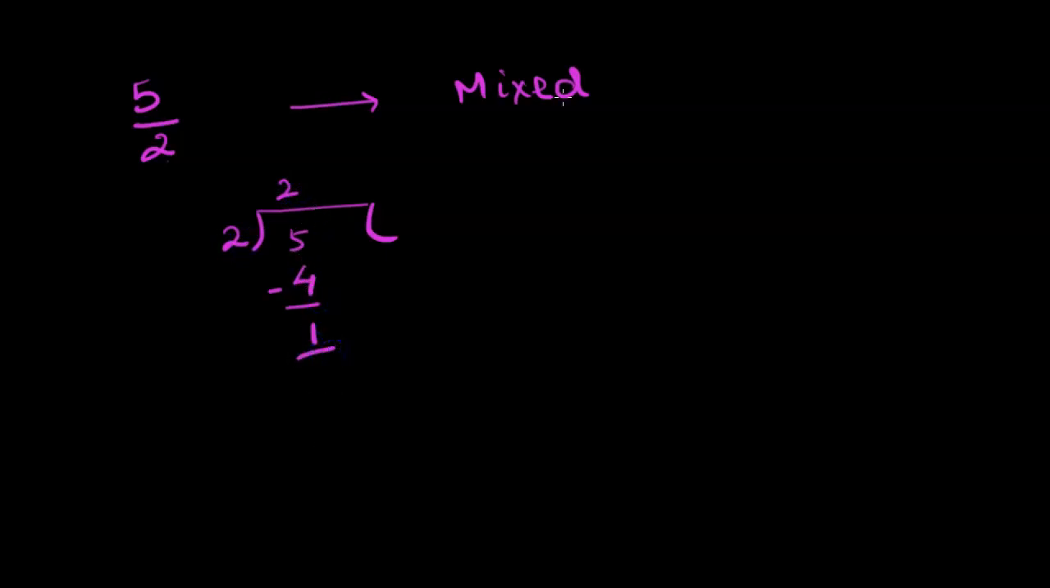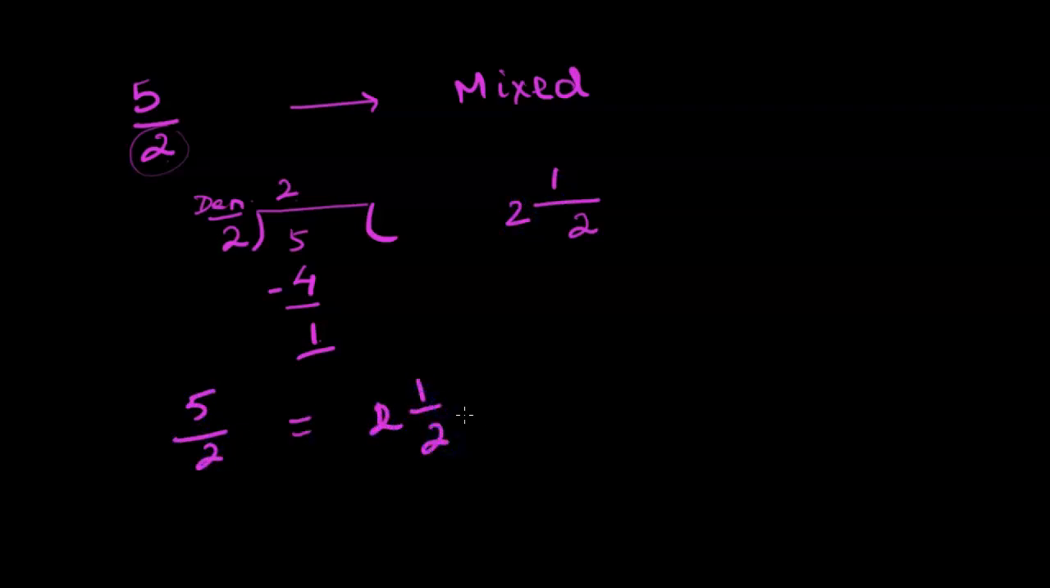Now to write it down in mixed fraction form, the denominator was 2 initially. The denominator in the mixed fraction will also stay 2. So this was the denominator and this will still stay as the denominator. The bottom number goes on top, and the top number comes in the middle. Therefore, 5 over 2 can be written as 2 and 1 over 2 in mixed fraction form.